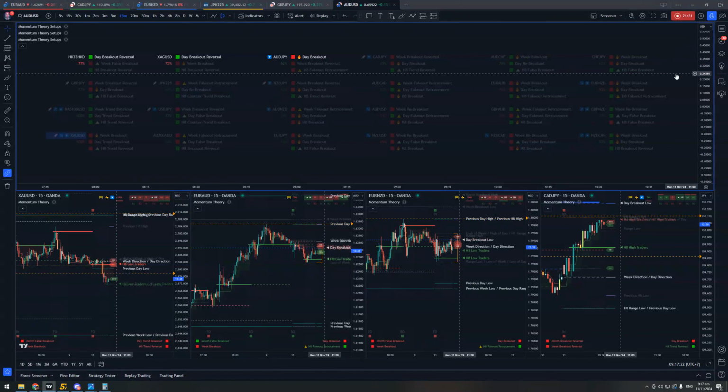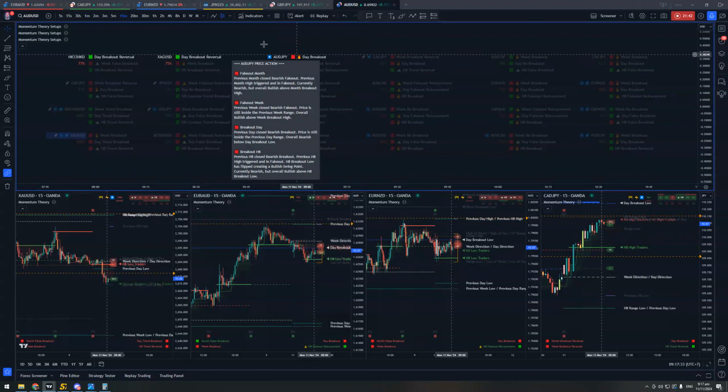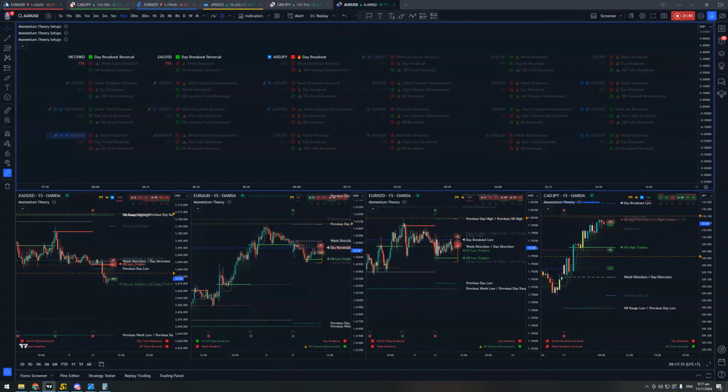Okay, next M15 bar close. Scanning again. We have AJ has just triggered the H8 high, so it's a breakout day, and so it's triggered the H8 high. That's a nice one. Let me have a look at that.